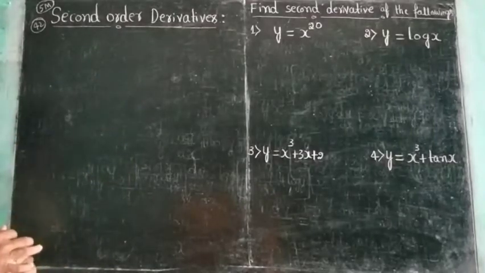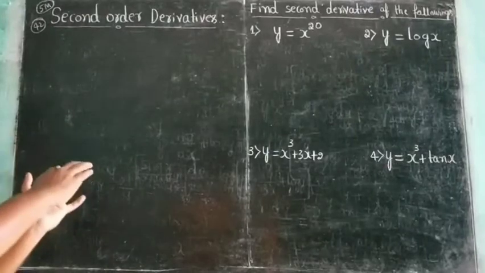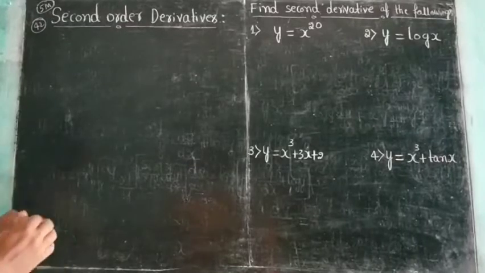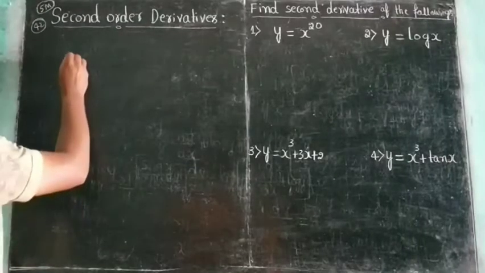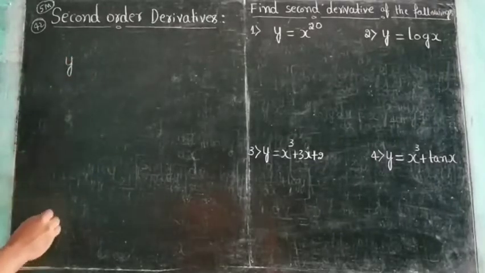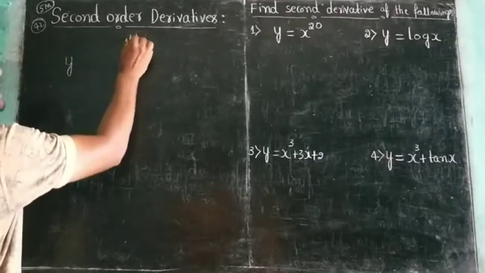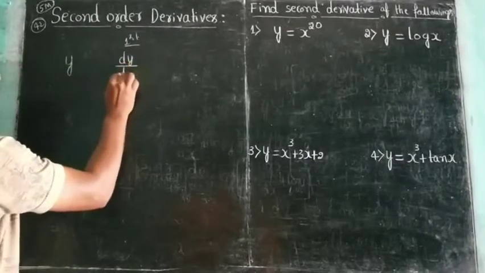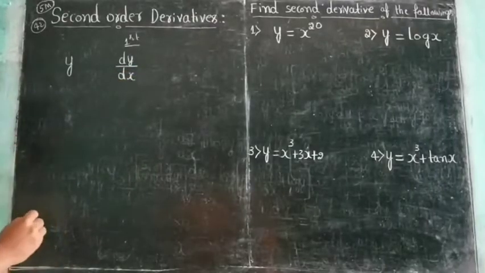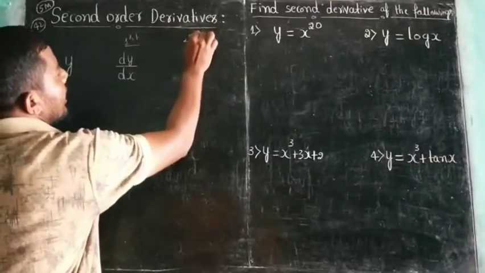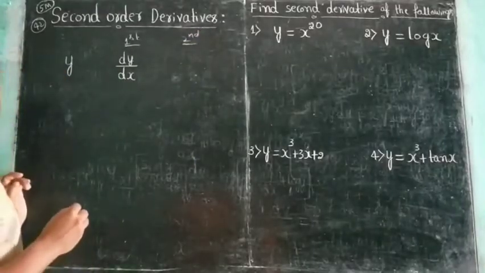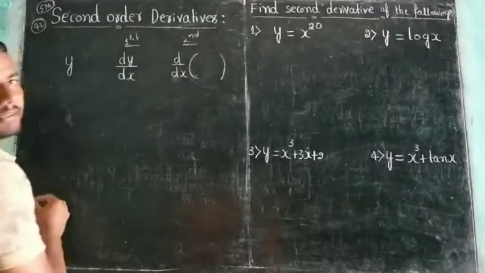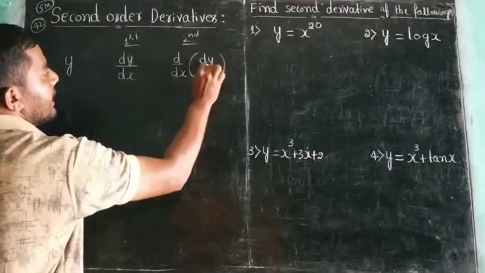Second order derivative is nothing but the derivative of the first order derivative. It is denoted by, suppose the function is y, then the first order derivative is dy divided by dx. In the same way, the second order derivative is d divided by dx of the first order, and the first order is dy divided by dx.